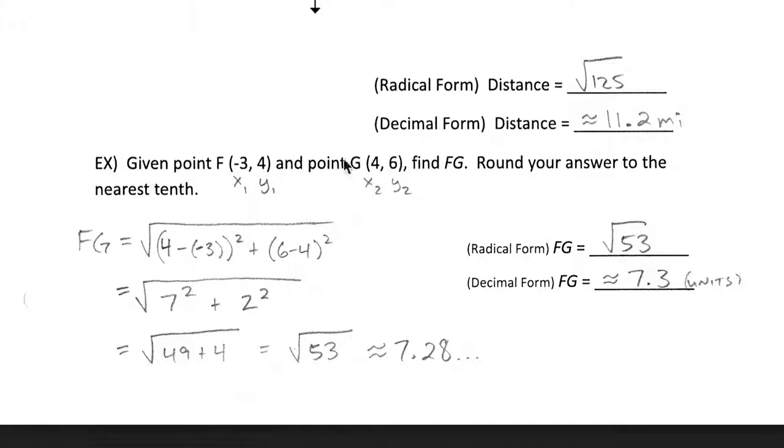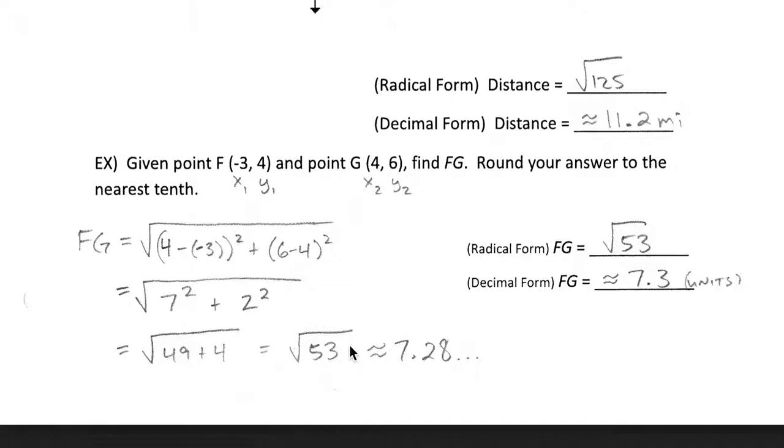Subtract your y values now, find that vertical length. 4 minus 6 or 6 minus 4, doesn't matter. I'm going to use 6 minus 4 and get positive 2 out of it. Next, we're going to use our exponents. So 7 squared, 7 times 7 is 49. 2 squared, or 2 times 2 is 4. Add for our last step here under the radical, 49 plus 4 is 53.